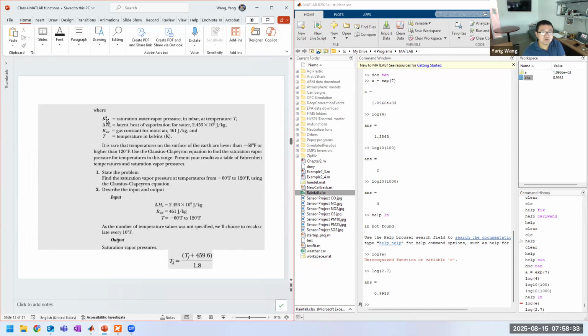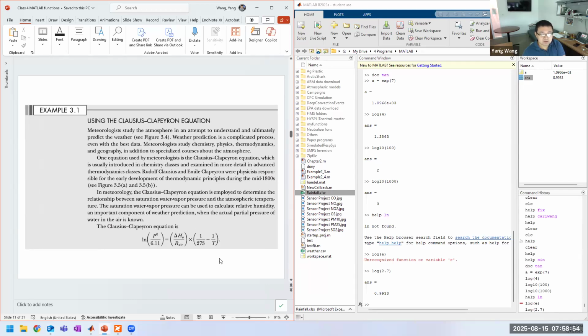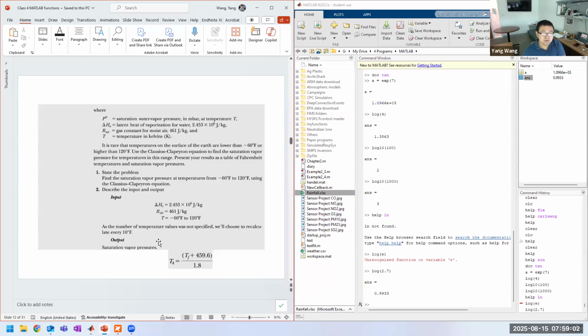Of course, it's dependent on a few other parameters. For example, P here, as we described, is the saturation water vapor pressure in millibar at temperature T. Delta HV is the latent heat of vaporization of water, which has this value. R air is the gas constant for moist air, that's 461 joules per kilogram per Kelvin, and temperature is in Kelvin. So if you have, let's say, 100 degrees Celsius, you have to convert it into Kelvin. The P here, you will see is 1 atmosphere. For this example problem, it wants us to build a table.